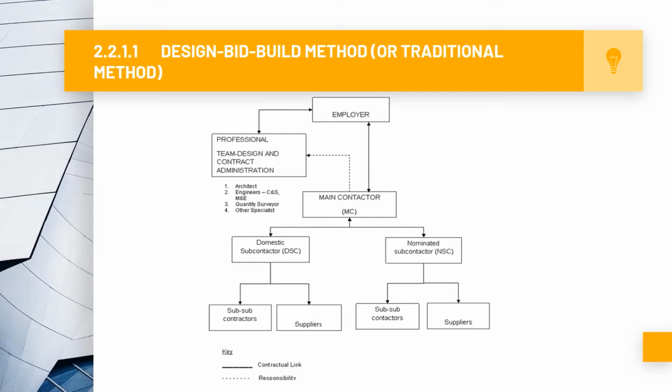Ini adalah flow chart dalam design, bid and build method. So daripada slide ni kita boleh lihat employer ataupun client yang berada di atas sekali, and then diikuti dengan main contractor, and before that we have the professional team, which consists of team design and contract administration such as architect, engineers, C&S engineer and M&E engineers, and then quantity surveyor and other specialists. After the main contractor, we have domestic subcontractor and then nominated subcontractor. So under domestic subcontractor and nominated subcontractor ni tadi, masing-masing ada subcontractors and their own suppliers. So there are different subcontractors here. They are divided into 2 categories.